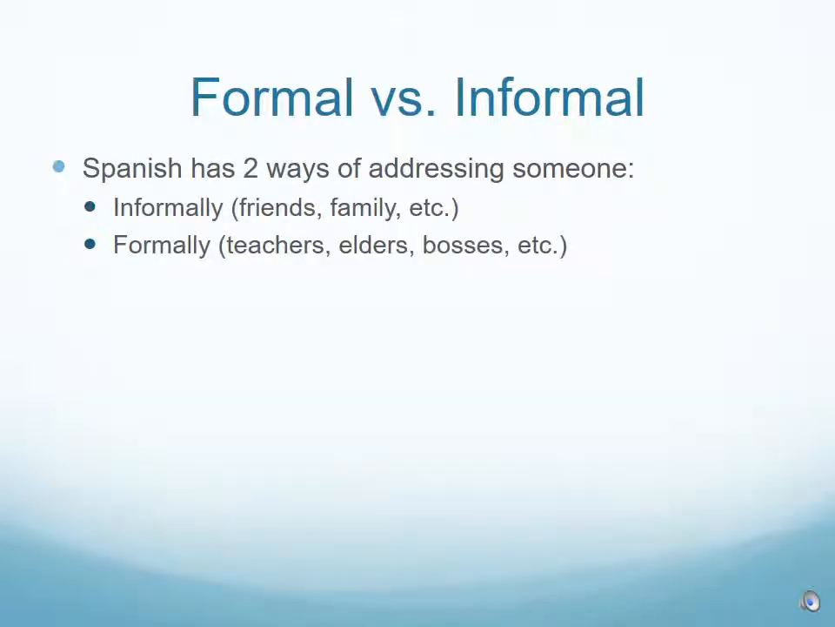Okay, ahora, formal versus informal. In Spanish, we have two ways of addressing someone. We can address them informally, which is somebody that you know closely, usually a friend or family, somebody on your sports team, a classmate. And then formally, these people are usually our teachers, people that are older than us, bosses, people in professional environments, etc.